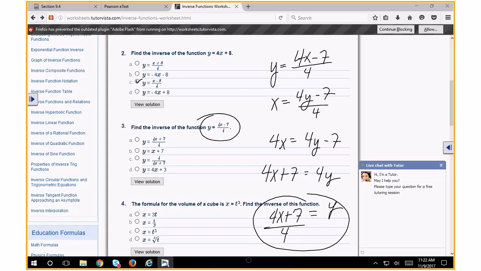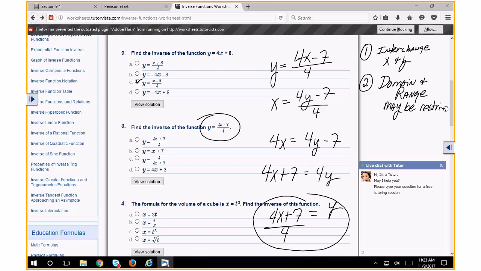Now, two or three things I want you to remember about inverse functions. One is interchange X and Y. Two, domain and range may be restricted. Okay, one of the biggest things about inverse functions is that the directions or the teacher may restrict the domain.